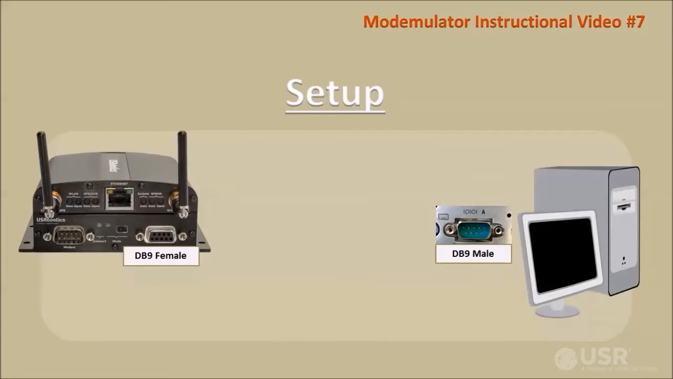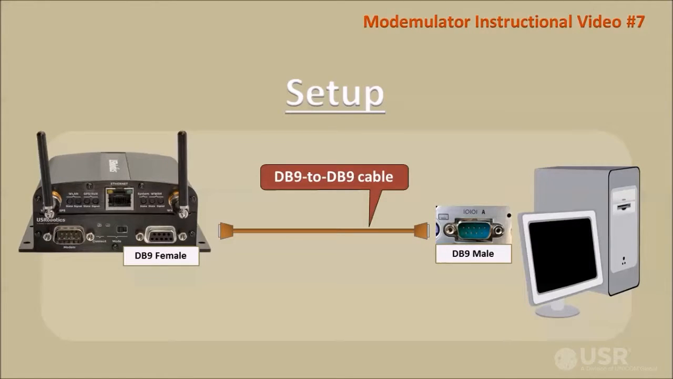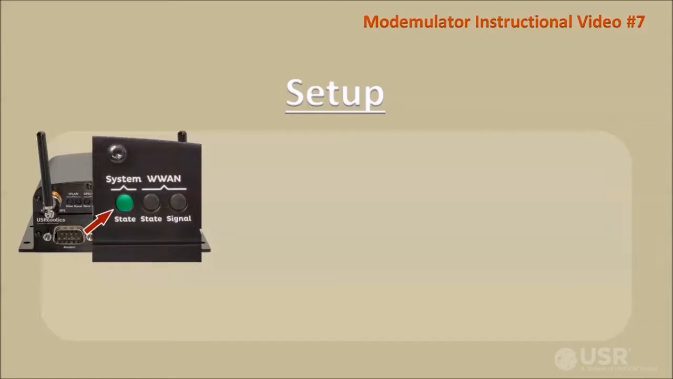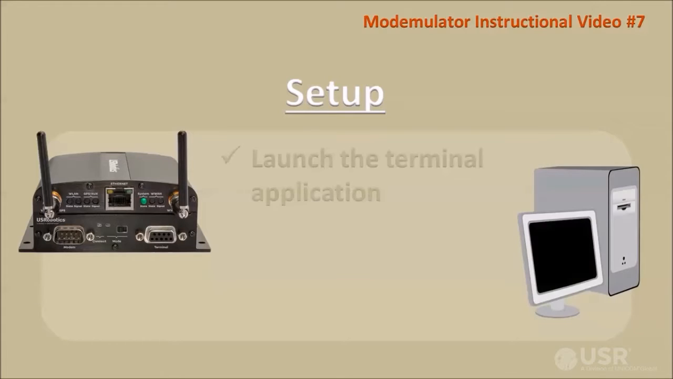To set up for upgrading a local Modemulator, use the serial cable to connect the computer to the Modemulator's terminal port. Power up the Modemulator and wait approximately 2 minutes for the system state LED to turn green. Then launch the terminal application.